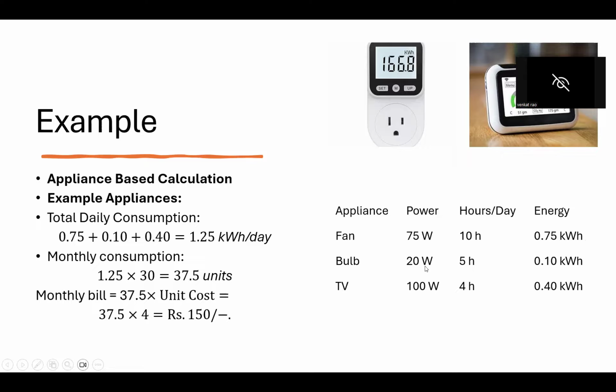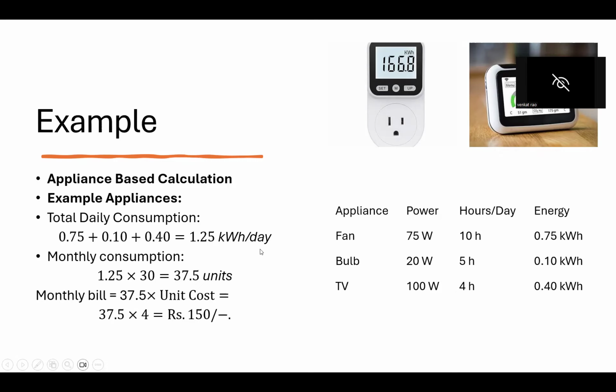Similarly, a 20 watt bulb, used 5 hours per day because we use it only at night. 20 into 5 is 100, so 0.1 kilowatt hour. TV, 100 watt rating, used 4 hours only. 100 into 4 is 400, so 0.4 kilowatt hour. This is how the energy or units are consumed by each electrical device. To calculate the total number of units, add all these three. Total daily consumption is 0.75 plus 0.1 plus 0.4, which equals 1.25 kilowatt hour per day.